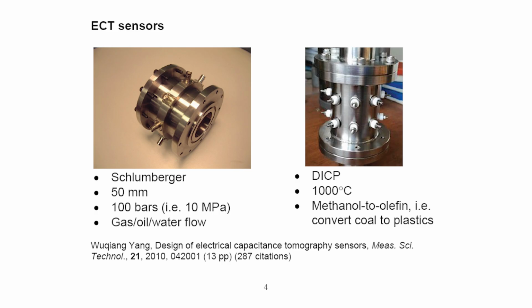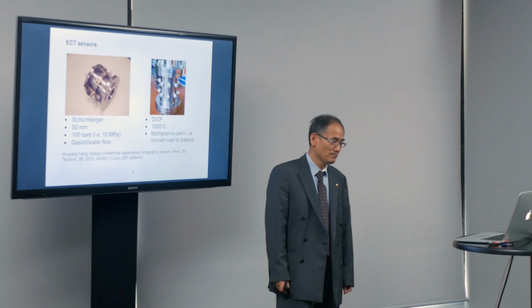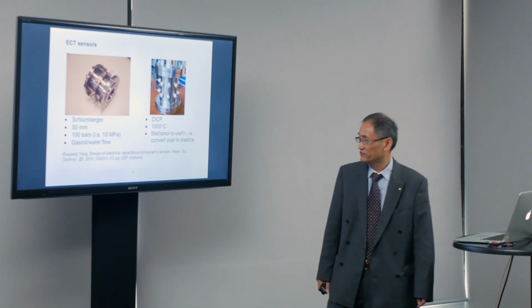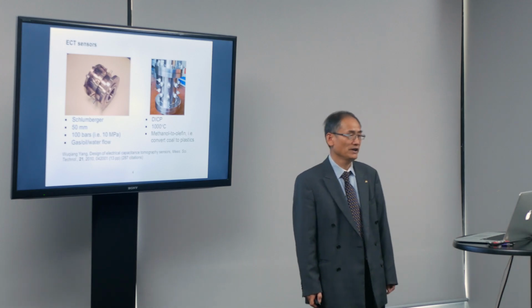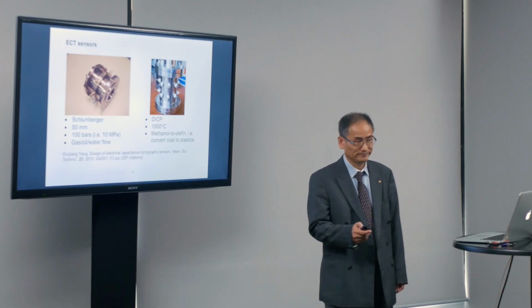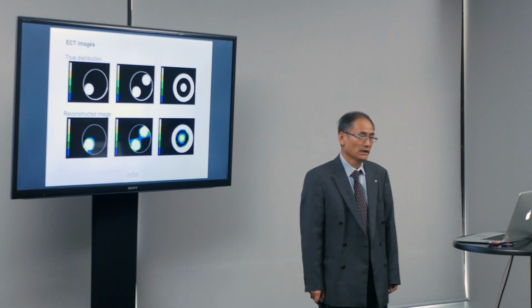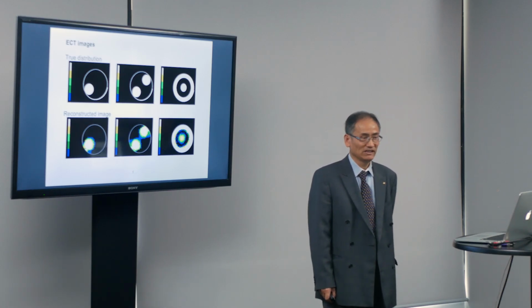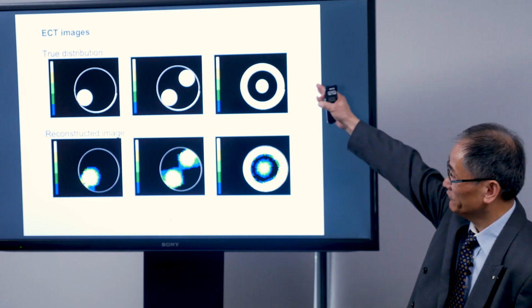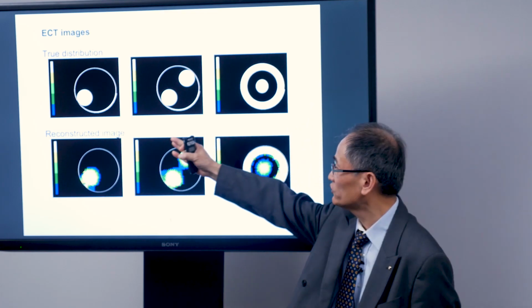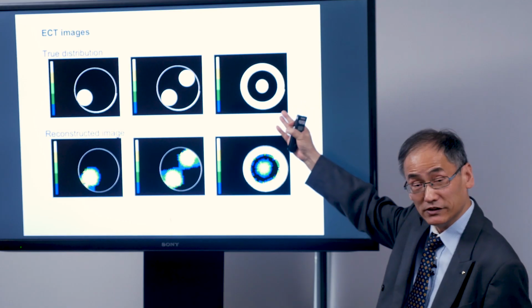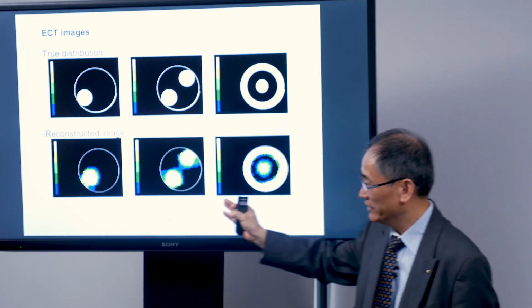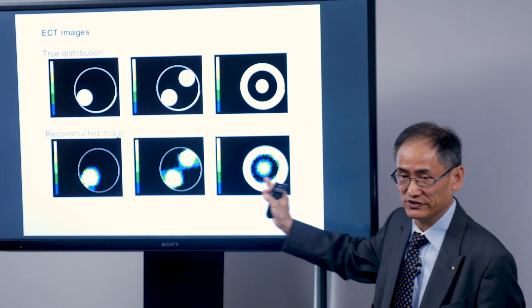For sensor design, I published a paper in 2010. This paper so far has been cited 287 times. With the ECT, what would we like to have? If we have this type of distribution, like 1 object, 2 objects, a more complicated distribution, we expect we can get this type of image.